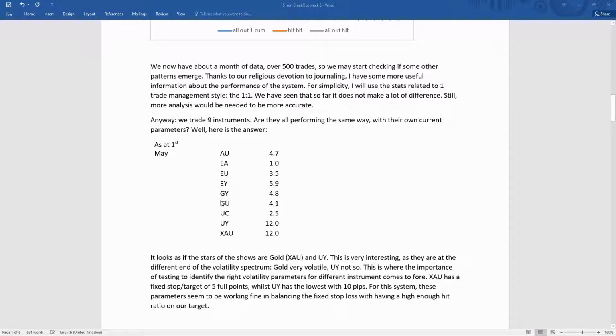You see how GY and GU, cable or pound against the yen, seem to be quite correlated. So if anything, I would probably dump one of those. US dollar against Canadian dollar is quite uncorrelated with most of this, so I would feel a little bit uncomfortable excluding it from this table. But this is just early days, and we will need to check this in time.